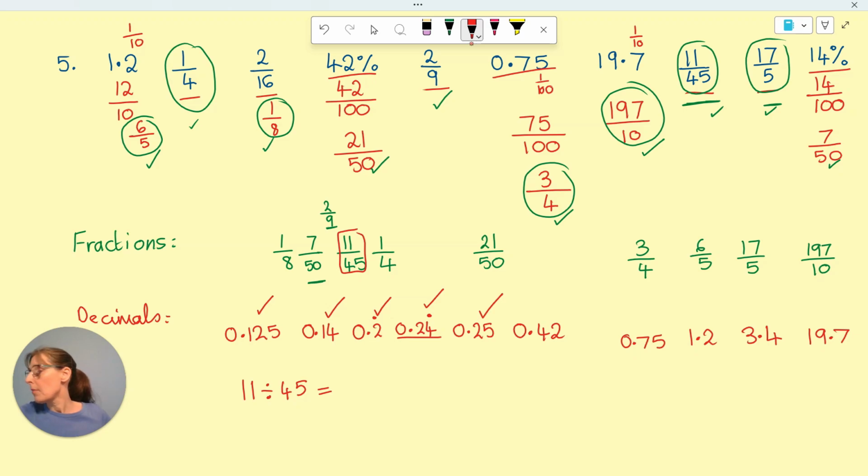And fifth, we have 0.25. And sixth, we have 0.42. And seventh, we've got 0.75. And eighth, we've got 1.2. And ninth, we've got 3.4. And 10th, we've got 19.7.